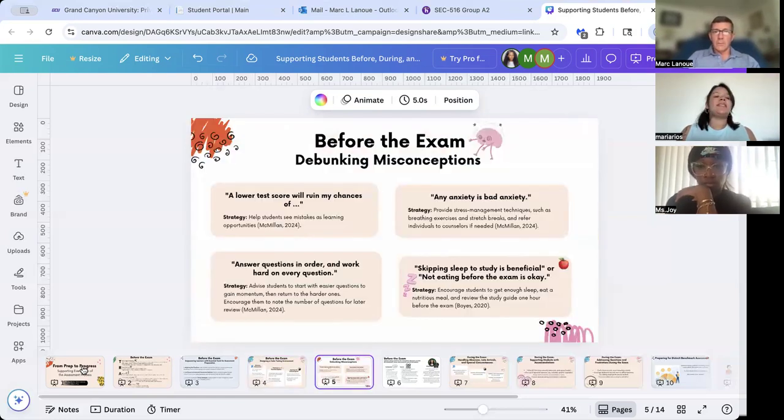There are many misconceptions about the day before an exam, but as educators, it's so important that we emphasize that our students have a good night's sleep and a nutritious meal the day of the exam.